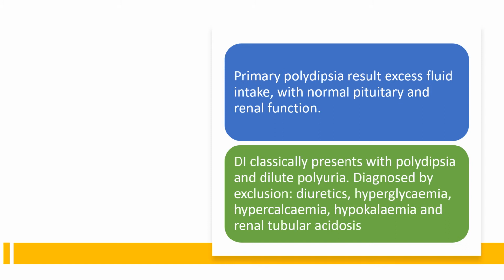So primary polydipsia is a result of excess fluid intake with normal pituitary and renal function. In diabetes insipidus, classically it presents with polydipsia and dilute polyuria. It's a diagnosis of exclusion after other causes of polydipsia are excluded, like diuretics, hyperglycemia, hypercalcemia, hypokalemia, and renal tubular acidosis.